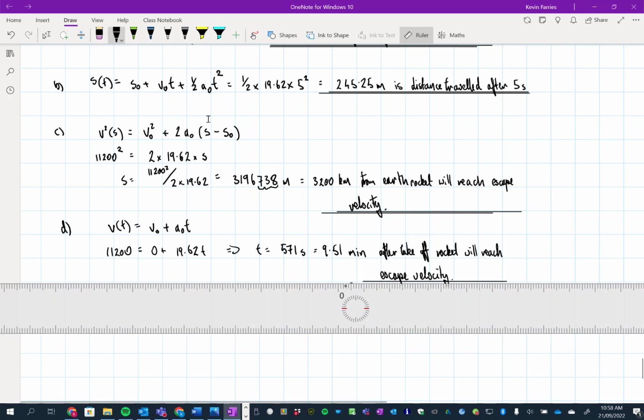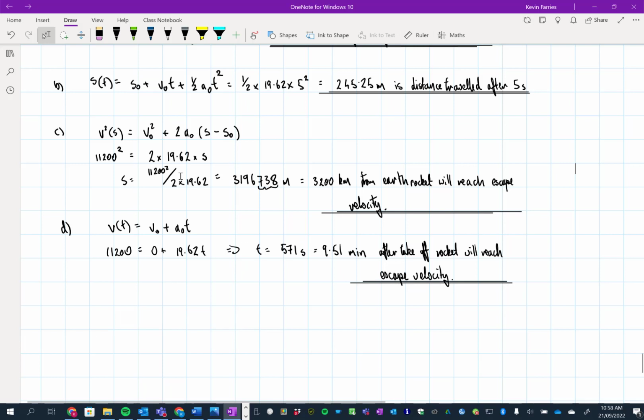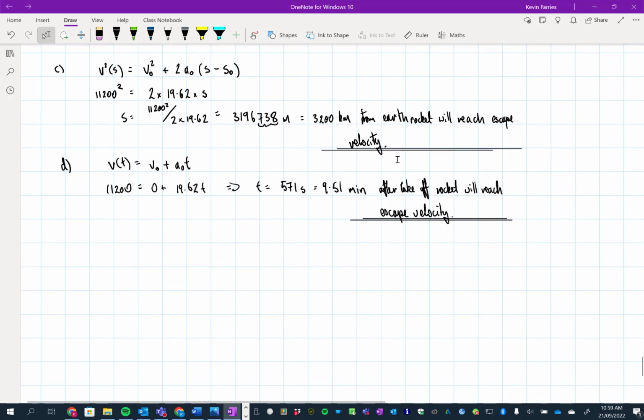Now, let's try to find a way to do a check here. So let's see, what can we do? We know these two things. This is the same thing. It's the distance at which it reaches this velocity, and it's the time at which it reaches this velocity. So what we could check is what is the distance at this time, and it should give us this distance here. So let's have a go at that.